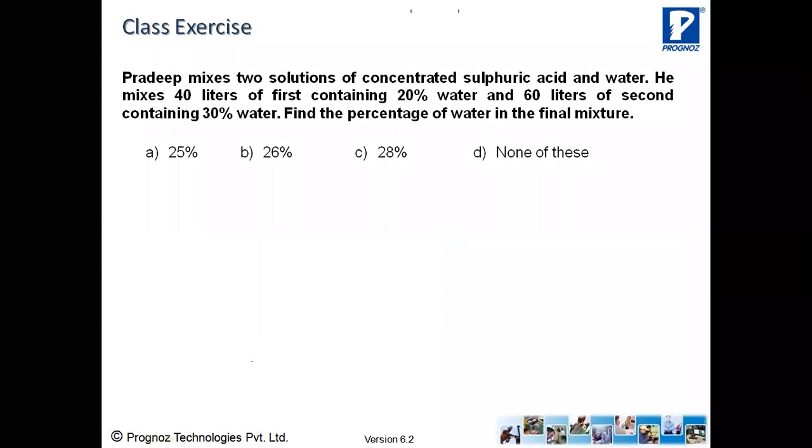Okay, now this is a class problem and I would expect you to do this. Pradeep mixes 2 solutions of concentrated sulfuric acid and water. He mixes 40 liters of the first containing 20% water and 60 liters of the second containing 30% water. Find the percentage of water in the final mixture. Here there is only water, so you can take water as the base and make it all in one. So just try this.